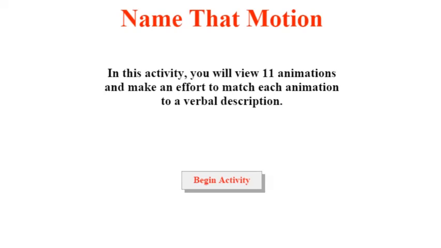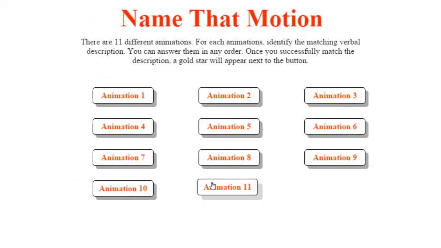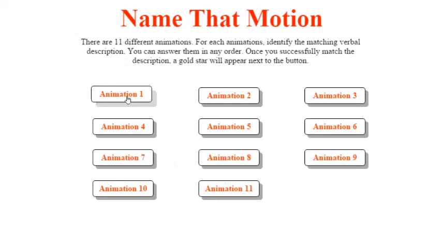Okay, this skill builder is called Name That Motion, and part of the reason for having this activity is for you to get more comfortable with some of these terms such as velocity and acceleration, and for you to recognize that velocity and acceleration are both vector quantities. What that means is that they have direction as well as magnitude. They can be described by a number, but also by a direction.